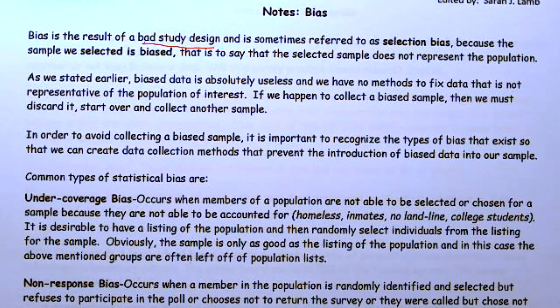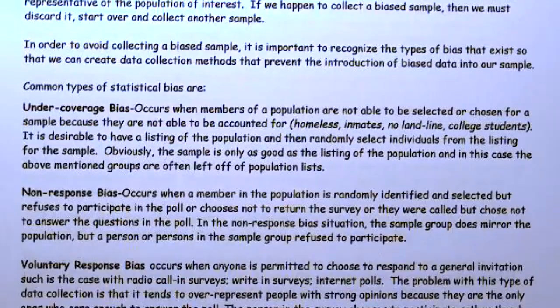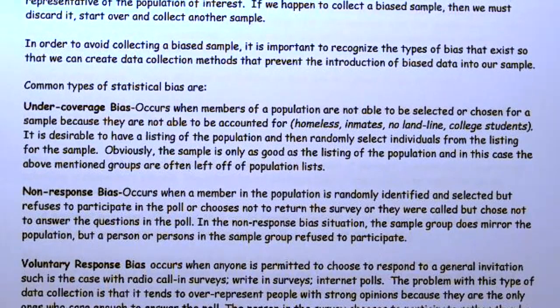So common types of statistical bias are undercoverage bias. Undercoverage bias occurs when members of a population are not able to be selected or chosen for the sample because they're not able to be accounted for. Consider this: it's very difficult to survey the homeless because we don't see them.